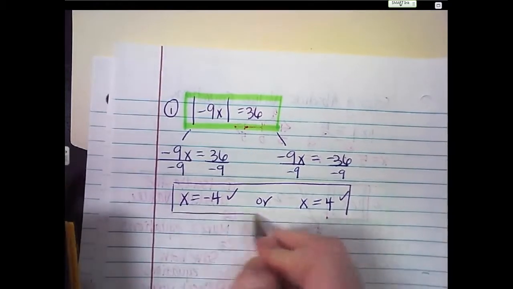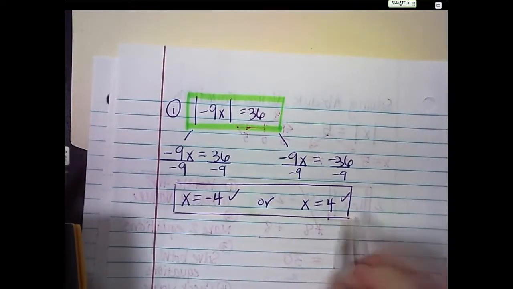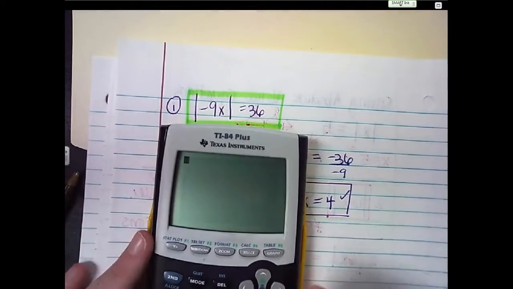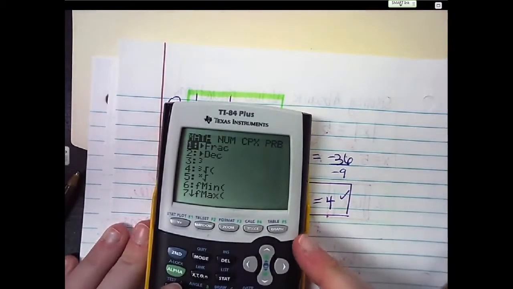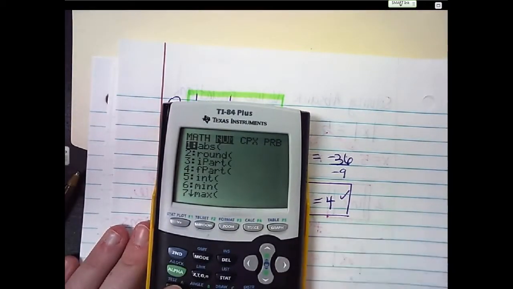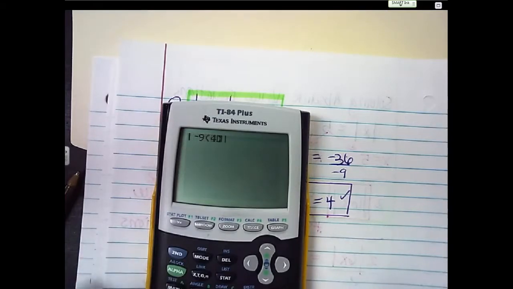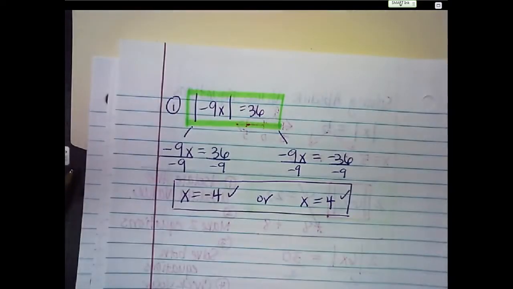Do you need me to show you again? Yeah, I was watching. Math, you go faster at it. Arrow to the right, number 1, enter. Alright. And then negative 9 times 4 equals 36.